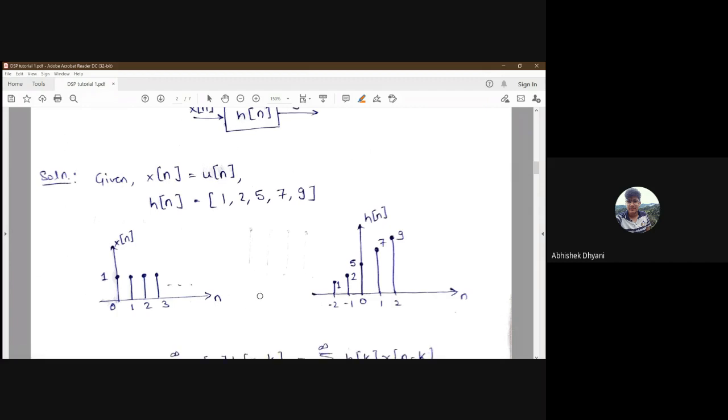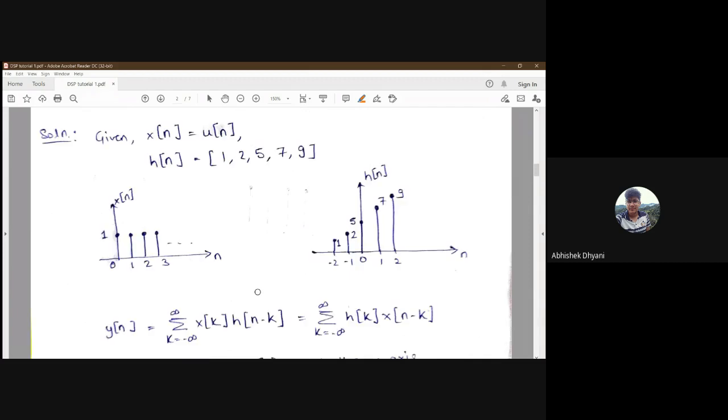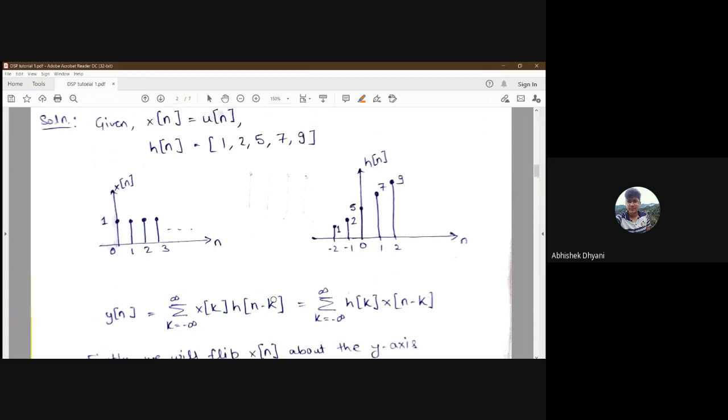Now we have to take the convolution of these two signals. So the expression for the output will be given by either of these. Either I can add the time shift in the impulse response or in the input signal. In order to do that, let us use this one because it's easier to invert and shift the unit step. So we will go with this one to calculate y[n].